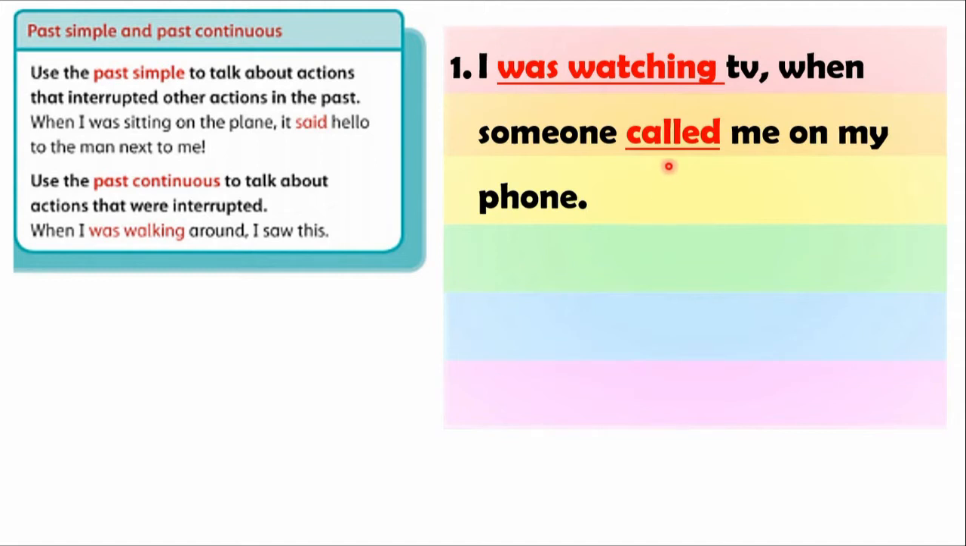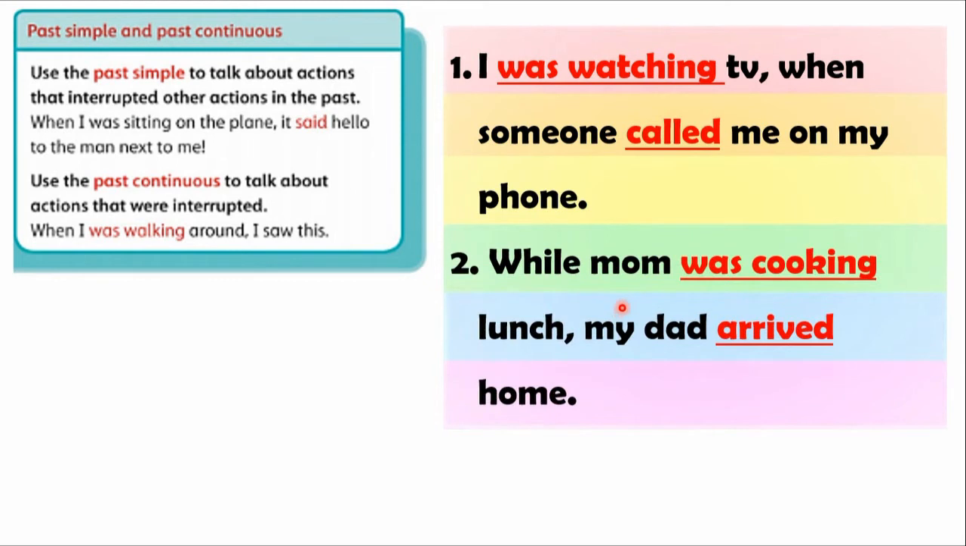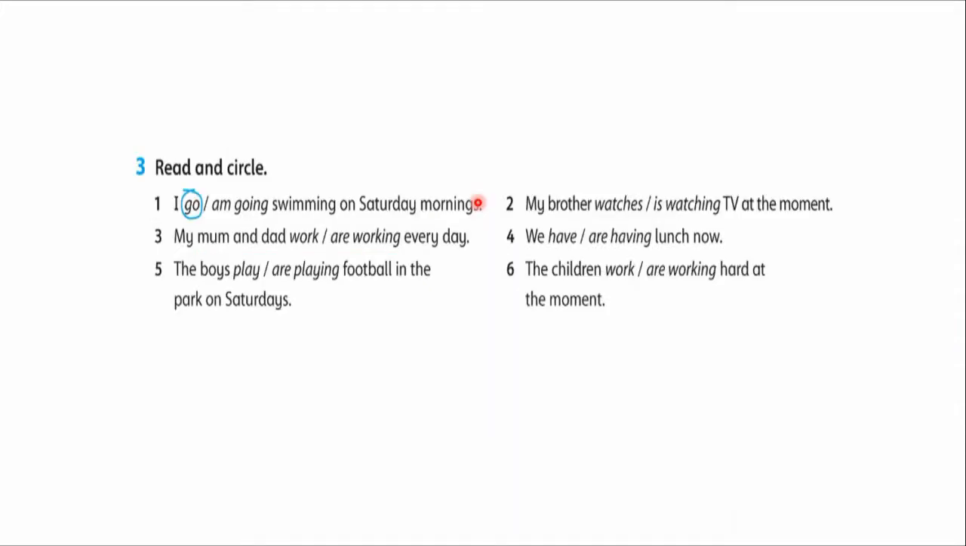Another example. While mom was cooking lunch, my dad arrived home. Was cooking is an example of past continuous. Arrived is an example of past simple. Let's read and answer the following. Encircle the correct word to complete the sentence.